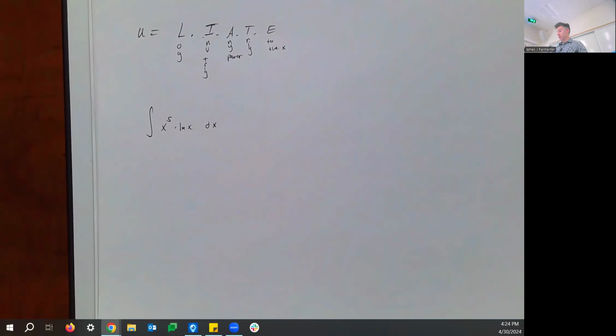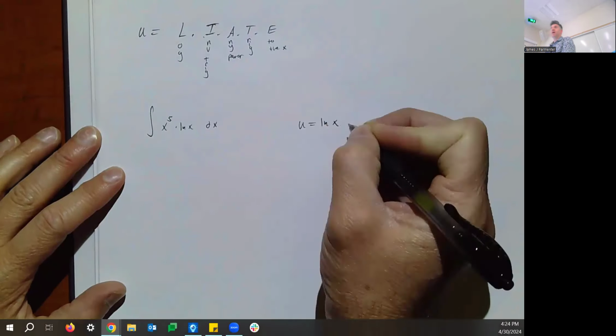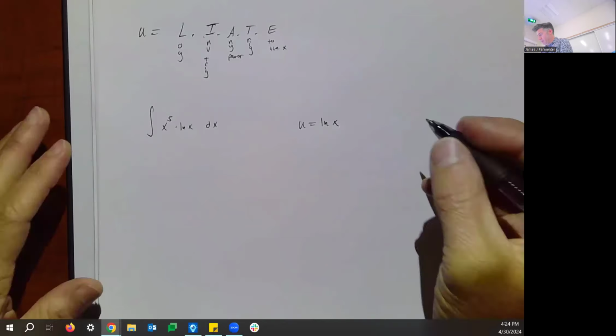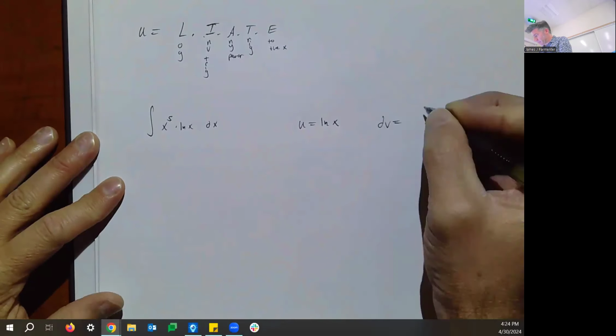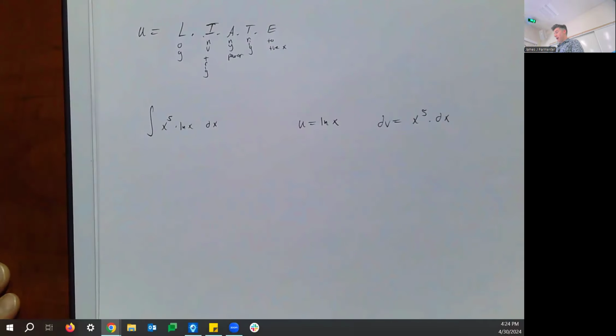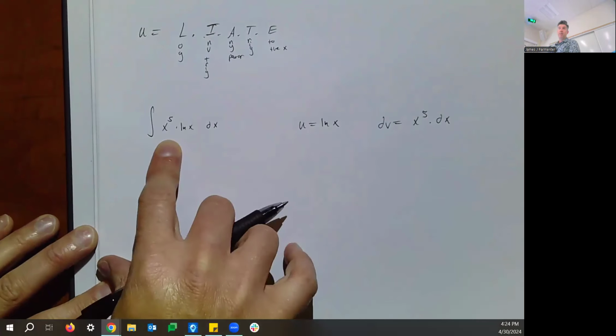Well, according to my list here, natural log of x. And then I don't even have to think about what dv is. It's already predetermined for me. Once we have picked u, dv is the rest. Everything left. So dv is going to have to be x to the 5th times dx. And if you multiply those together, you have to get that back.